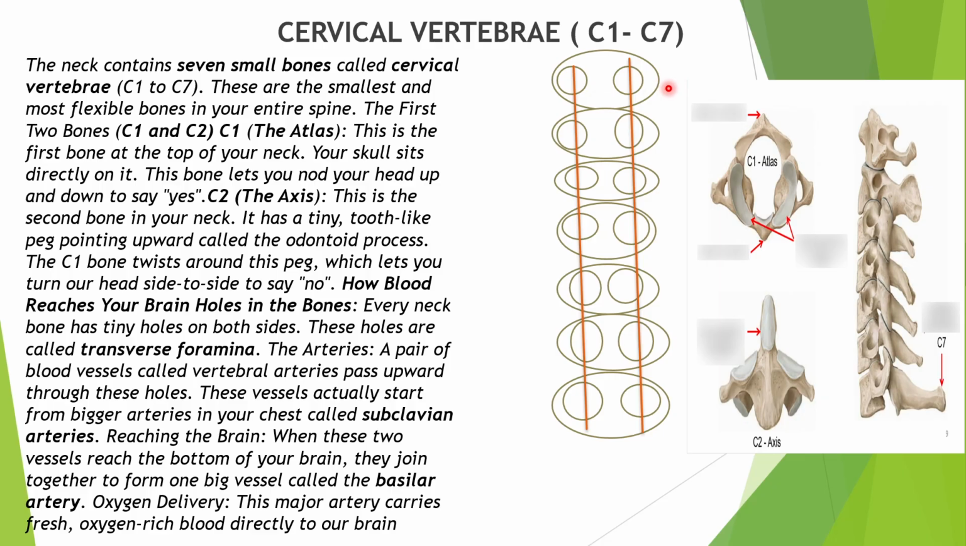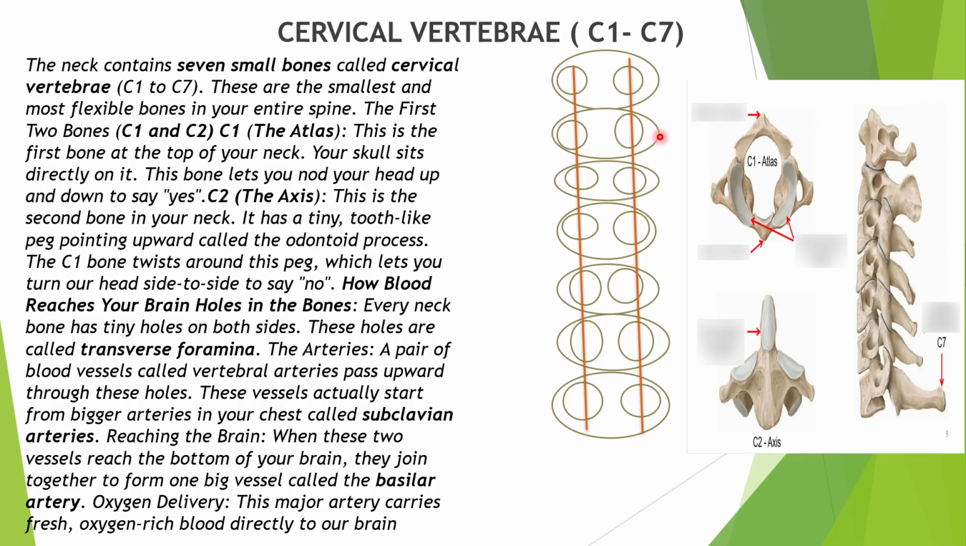The C1 is known as the yes bone. Why? Because it is also known as the atlas. We can say this is an atlas, and the first bone that is at the top of the neck, and the skull sits directly on C1. When we nod our head up and down to say yes, that's why it's known as the yes bone.